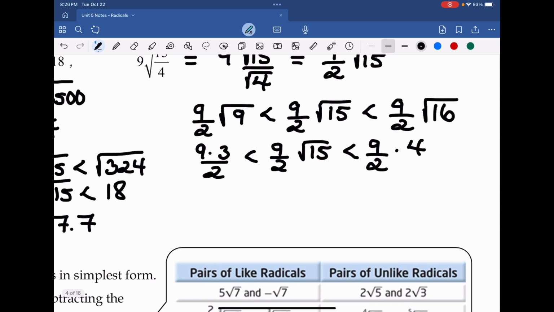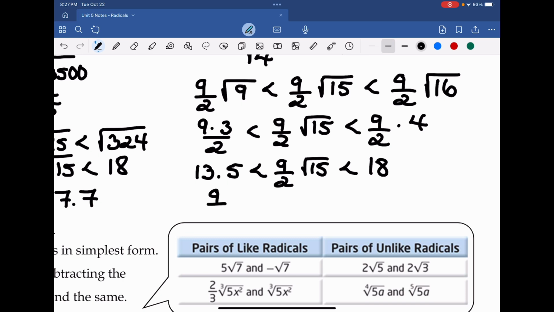As values, 9 times 3 is 27. 27 over 2 is 13.5, which is less than 9 over 2 square root 15, which is then less than 9 times 4, which is 36. 36 over 2 is 18. So we're going to approximate this, 9 over 2 square root 15 is approximately equal to, well, we see that 15 is a heck of a lot closer to 16 than it is to 9. So I'm going to make this something like 17 point, let's make it like even 8. 17.8 or 9 would be fine.